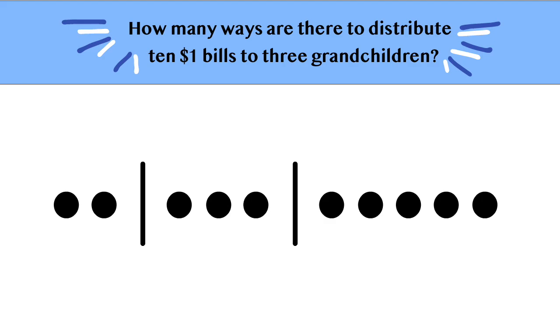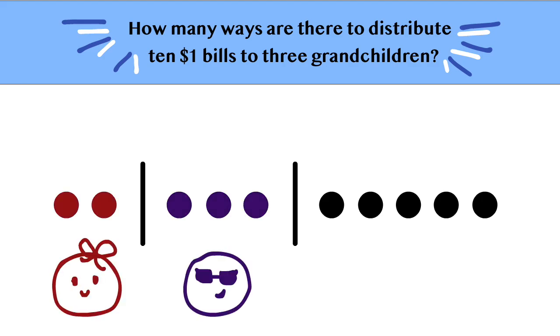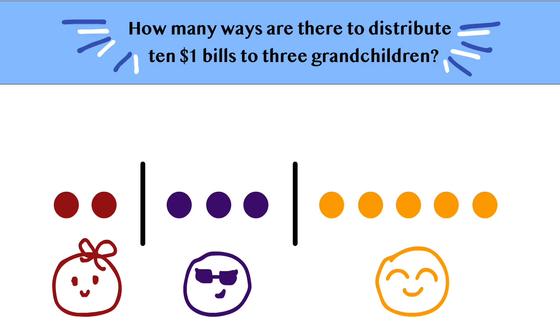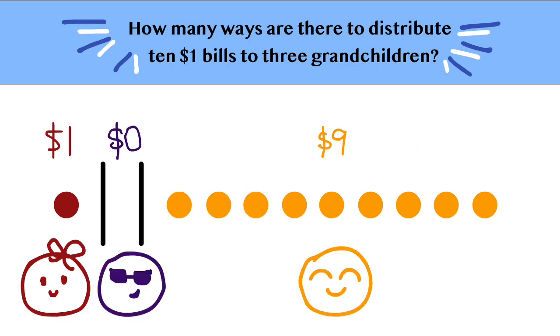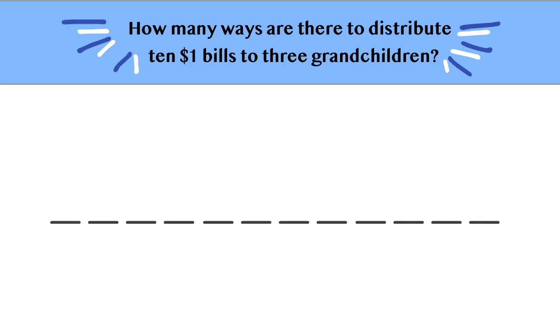Let's visualize the problem. The circles represent the dollar bills, and the lines are dividers. With 2 dividers, we get 3 partitioned areas. The first will be Ruby's amount, the second is Violet's, and the third is Clementine's. In this scenario, R gets $2, V gets $3, and C gets $5. And then this would mean R gets $1, V gets $0, and C gets $9. Let's take away the circles and lines.